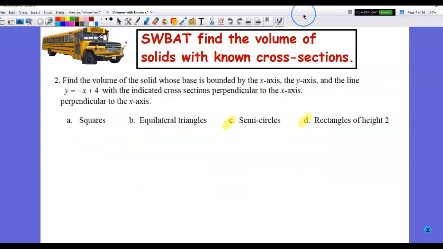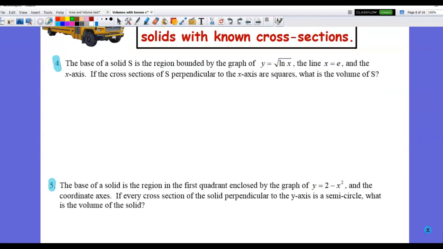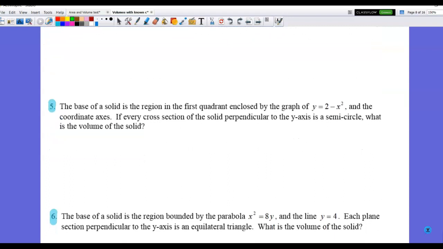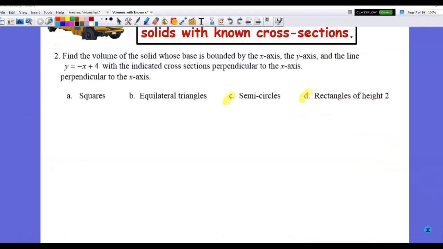And let's do one in terms of y, and then I'll go back and do another one in terms of x. So do I have an example in terms of y, slicing perpendicular to the y-axis, that I haven't highlighted? I can't find one in terms of y that I haven't already assigned, so maybe I'll change one of these to be in terms of y, and of course I could be setting myself up for a problem that doesn't work very well. So for now, let's look at number 2, and we're going to do the problem as written. We're going to look at equilateral triangles.